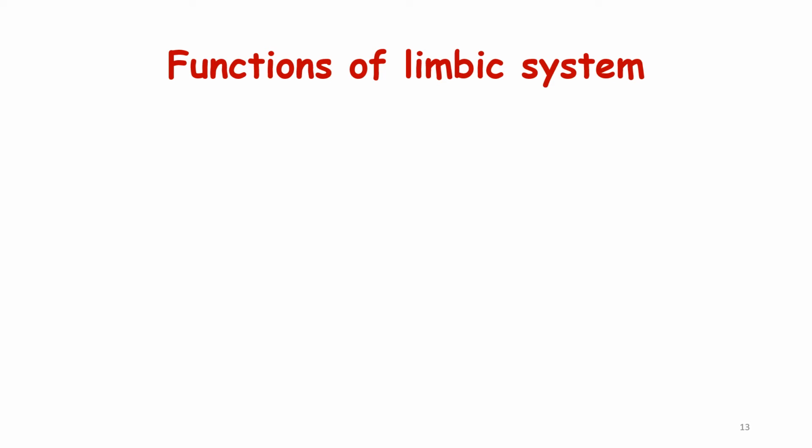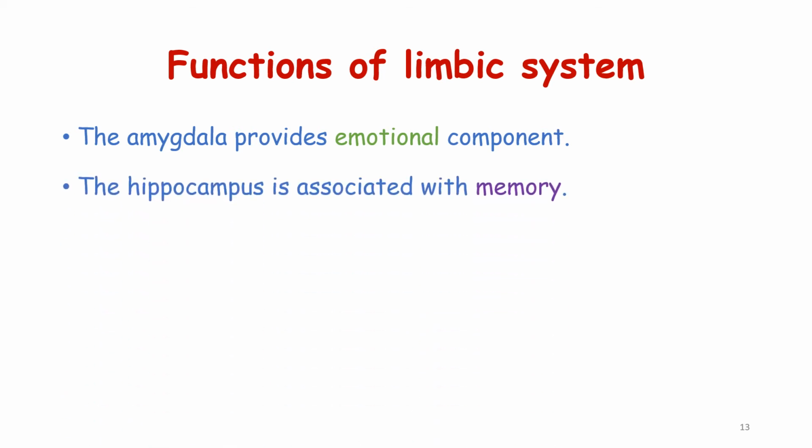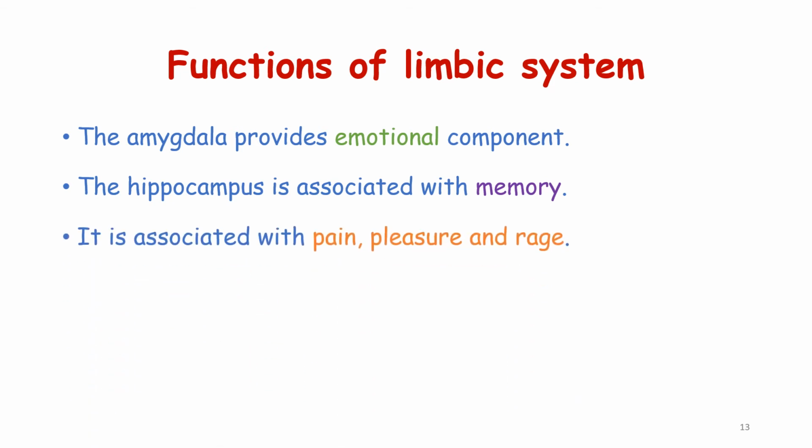Motivation, emotion, learning, and memory are regulated by the limbic system. The amygdala provides emotional component to the learning process. The hippocampus is associated with memory. The limbic system is associated with pain, pleasure, and rage.